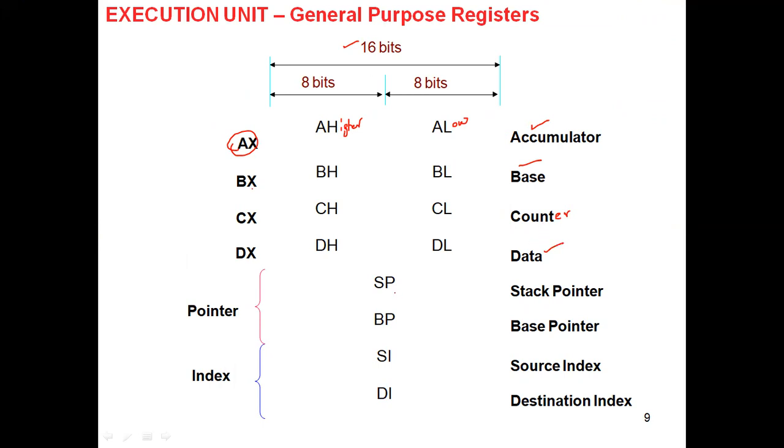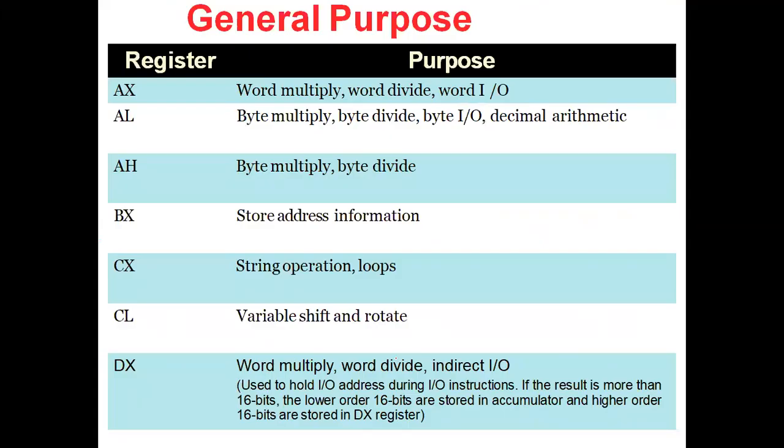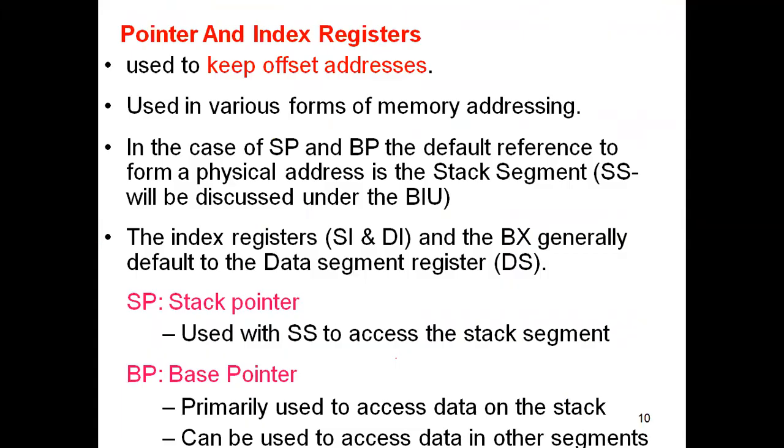Next, we are going to have the stack pointer, base pointer, source index, and the destination index. So here, pointer and index registers. Stack pointer is used with SS, the stack segment, to access the stack segment, right? Base pointer is used to access the data on the stack, and it can be used to access the data on other segments. So that is the purpose of the stack pointer and the base pointer, fine.